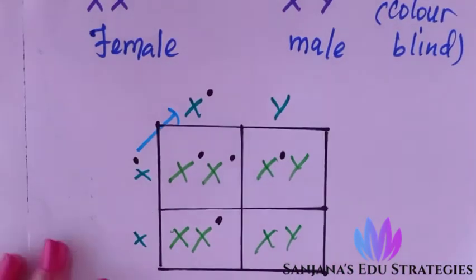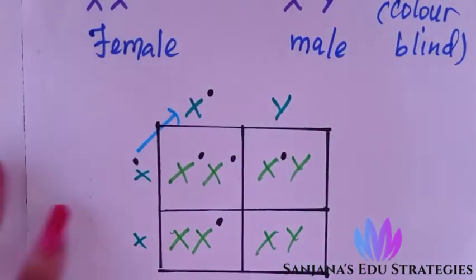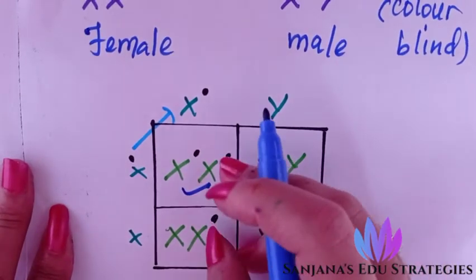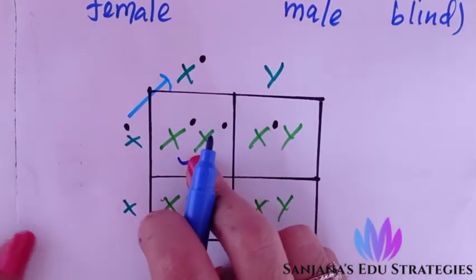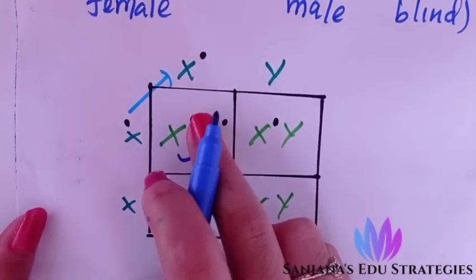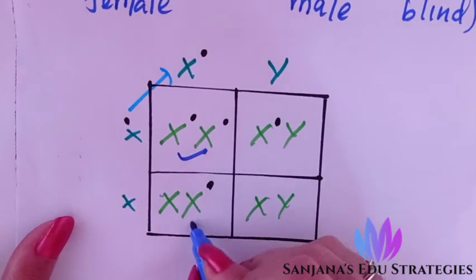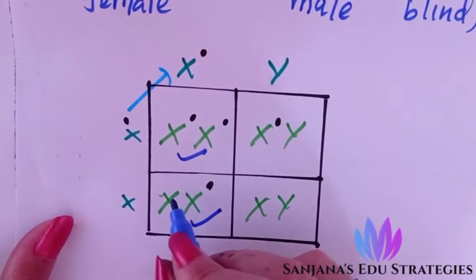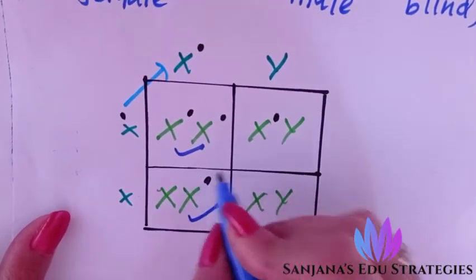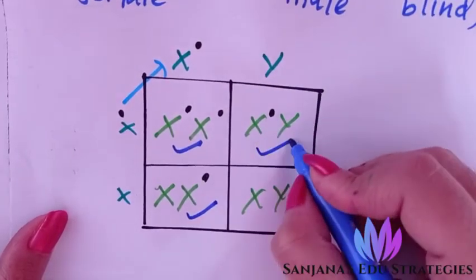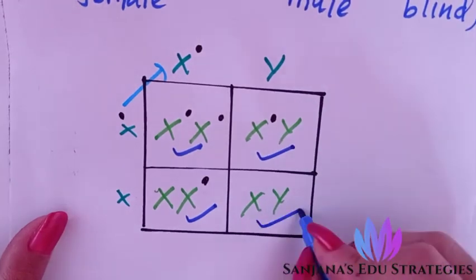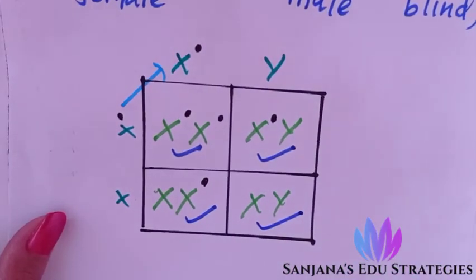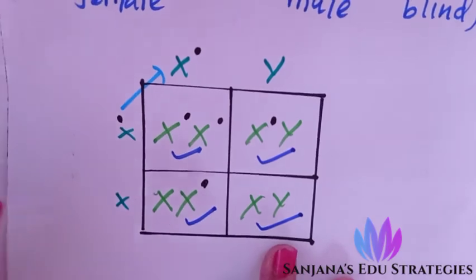So from this, what can you understand? Two carriers, which means probably the daughter will have color blindness and she will also have one carrier gene. Another daughter will not have color blindness, but she will have a carrier gene. One son will have color blindness but no carrier gene. Another son will have no carrier gene and no color blindness. I hope you are now clear with color blindness. Okay children, that's about color blindness.